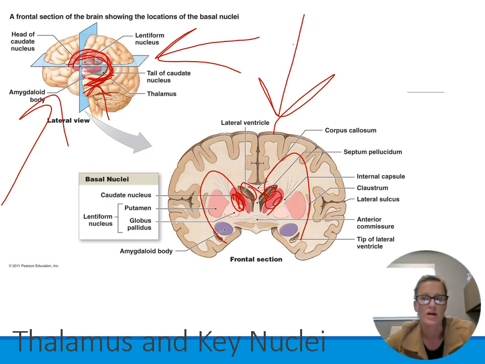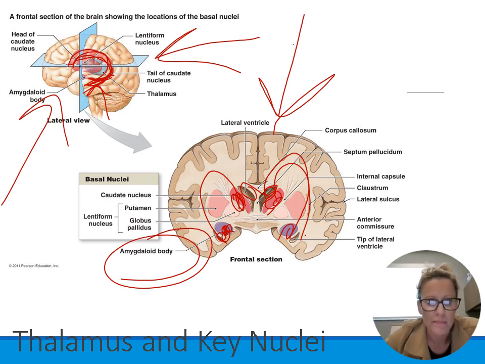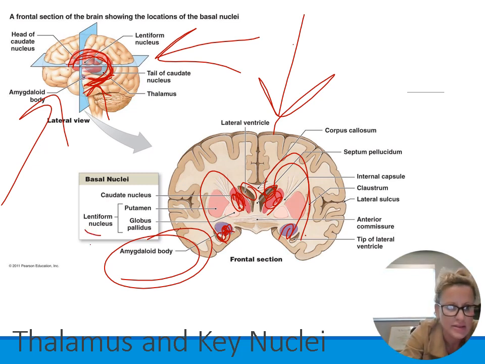At the tail of the caudate nucleus, there's another kind of nuclei called the amygdaloid body, right? Amygdaloid body. So that's what this is showing you right here. This is the amygdaloid body, again, right by the tail of the caudate nucleus. So the caudate nucleus would curve around, and then you get to where the amygdaloid body is. We also see the lentiform nucleus.